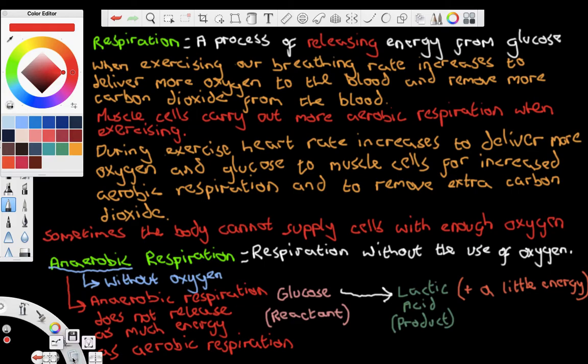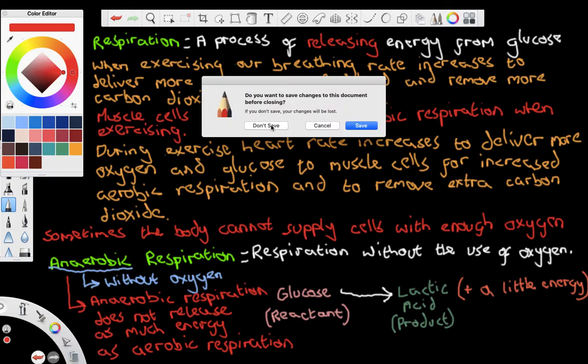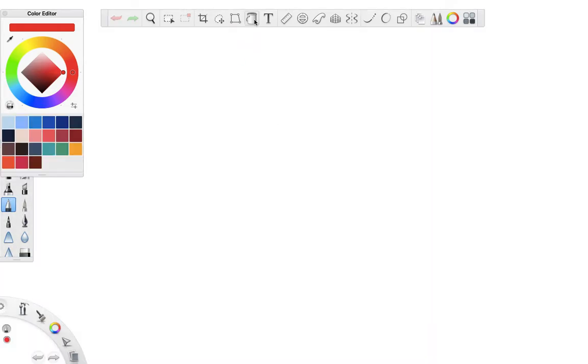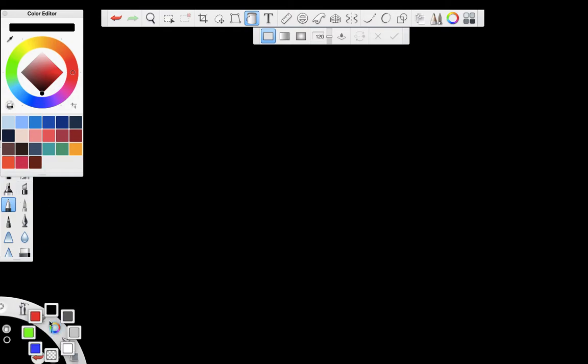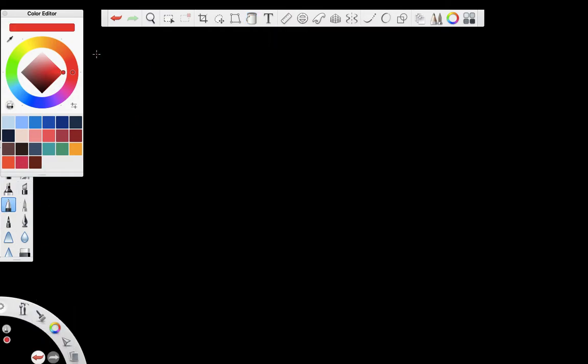Now, carbon dioxide and lactic acid are both very poisonous in our blood. Okay? So we can say that carbon dioxide and lactic acid are poisonous in the blood.